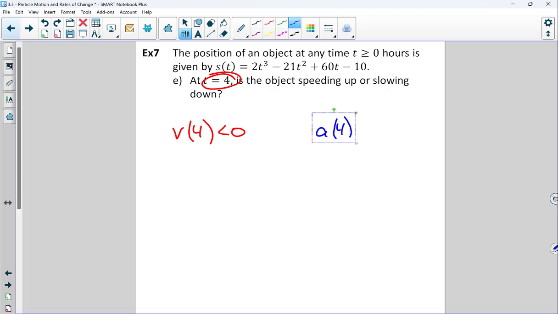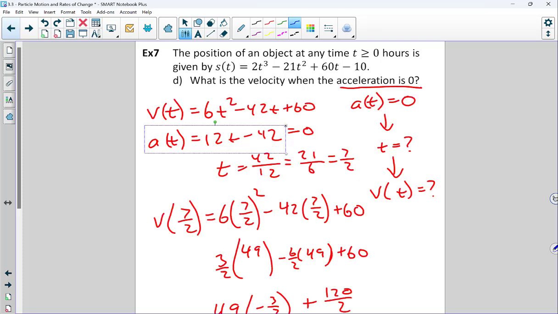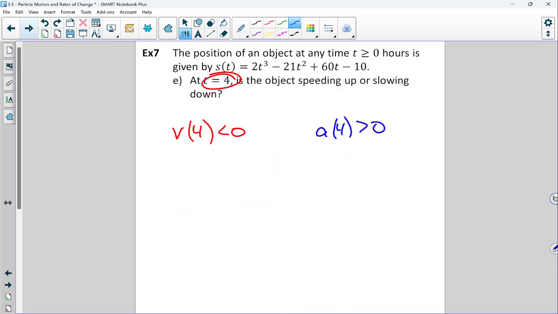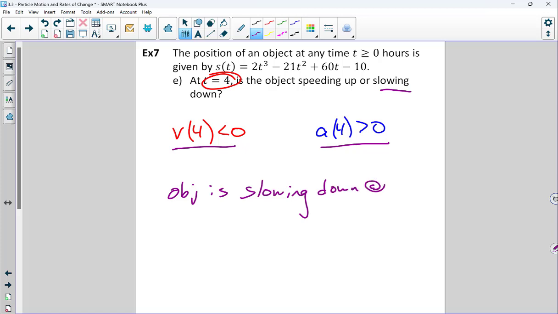And for acceleration, we know that the acceleration function was 12t minus 42. If I plug in 4, 12 times 4 is 48. 48 minus 42 is going to be a positive number. So since the velocity is negative and the acceleration is positive, those disagree. So we're going to be slowing down. So at t equals 4, the object is slowing down at t equals 4.